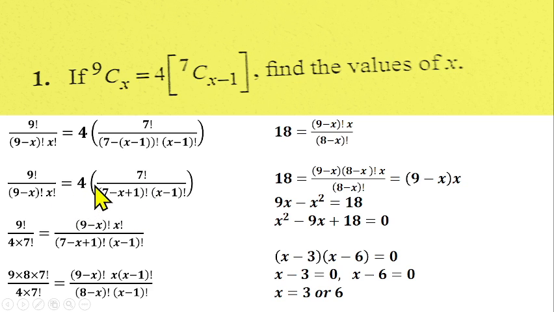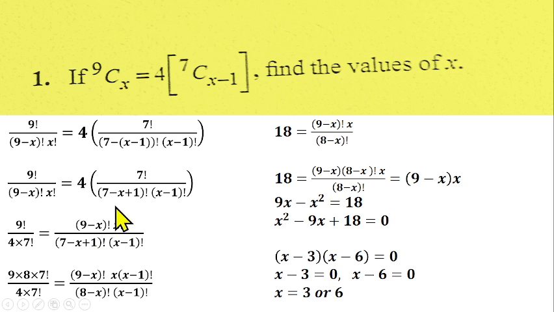So from there, we can cross multiply. 4 times 7 factorial will cross multiply like this. This one will multiply the down. This 4 times 7 factorial will come under. This one will go up here. So technically, you'll be having 9 factorial over 4 times 7 factorial equals, so this one comes here, 9 minus x factorial over 7 minus x plus 1 factorial, x minus 1 factorial.